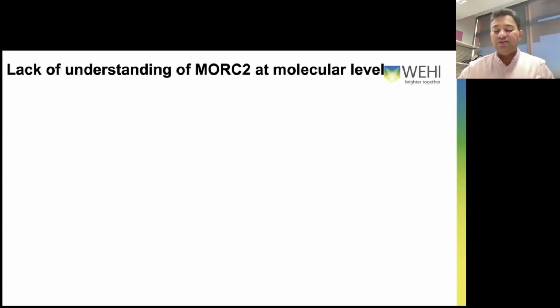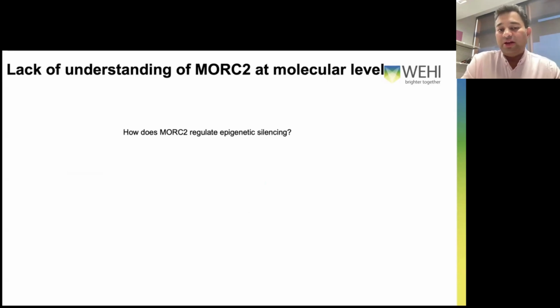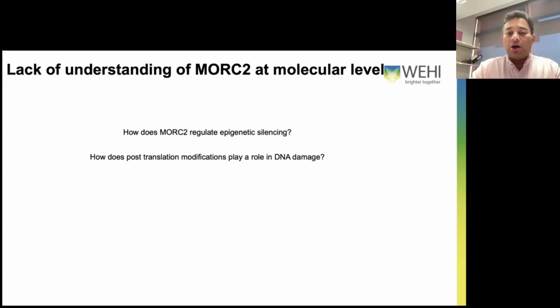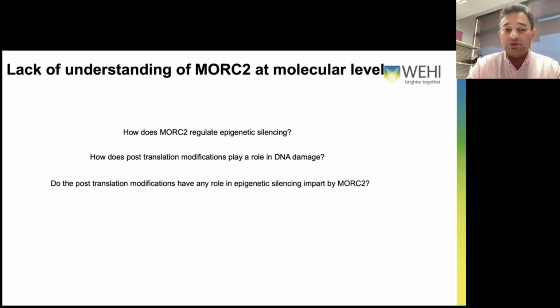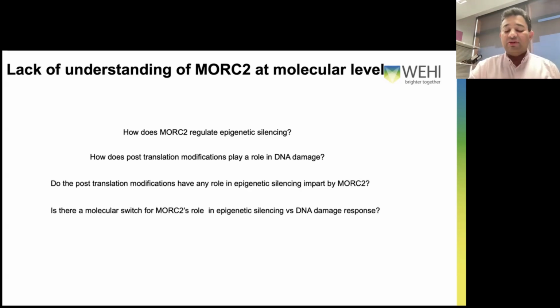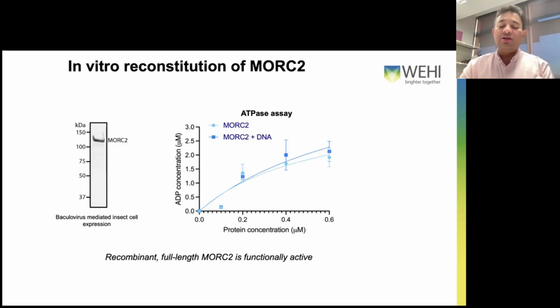However, even given the importance of MORC2 in different disease types, there is a lack of understanding of how MORC2 functions, especially at the molecular level. We don't really know how MORC2 is regulating epigenetic silencing. We don't know how post-translational modifications play a role in DNA damage, and maybe whether it has other roles as well, and whether there is a switch where MORC2, instead of doing its epigenetic role, switches to a DNA damage response. So that cue is actually missing.